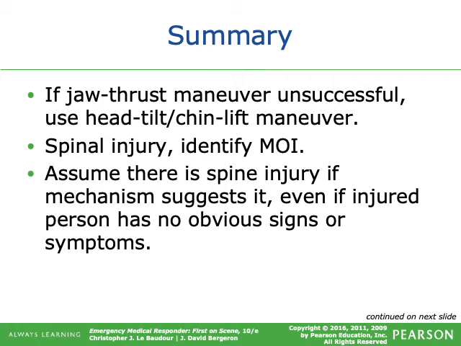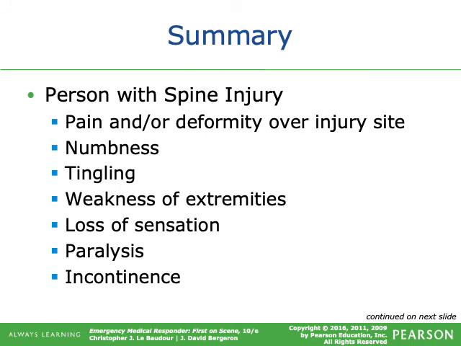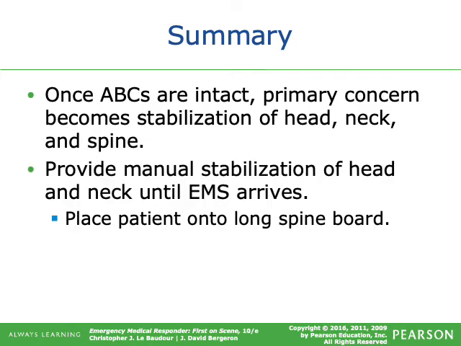For spinal injury, you definitely want to identify the mechanism of injury. Assume there's a spine injury if the mechanism suggests it, even if the injured person has no obvious signs or symptoms. Pain or deformity over the injury site may indicate a spine injury. Also, numbness, tingling, weakness of the extremities, loss of sensation, paralysis, incontinence. Once ABCs are intact, the primary concern becomes stabilization of the head, neck, and spine. Provide manual stabilization of the head and neck until EMS arrives. Place the patient onto a long spine board.